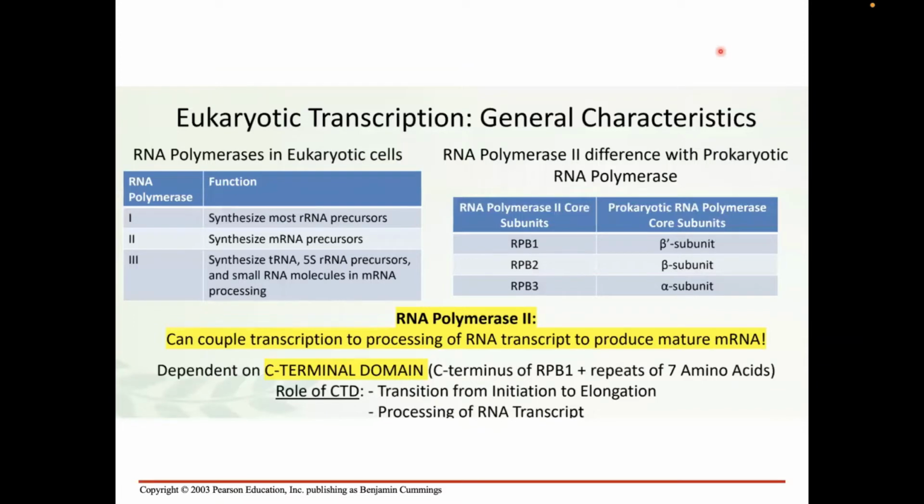So after watching the video, let us just proceed with our discussion. For eukaryotic transcription, these are the general characteristics. We have the RNA polymerases for eukaryotic cells. It has 3 types: RNA polymerase 1, 2, and 3. And then let us just read each function.